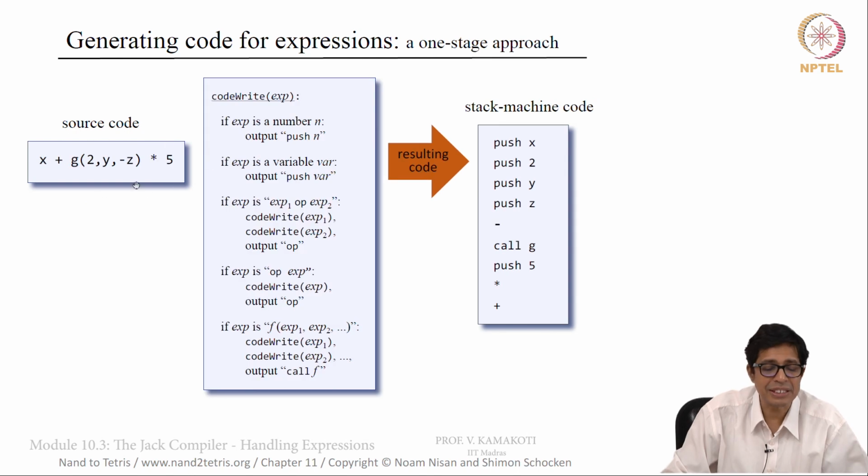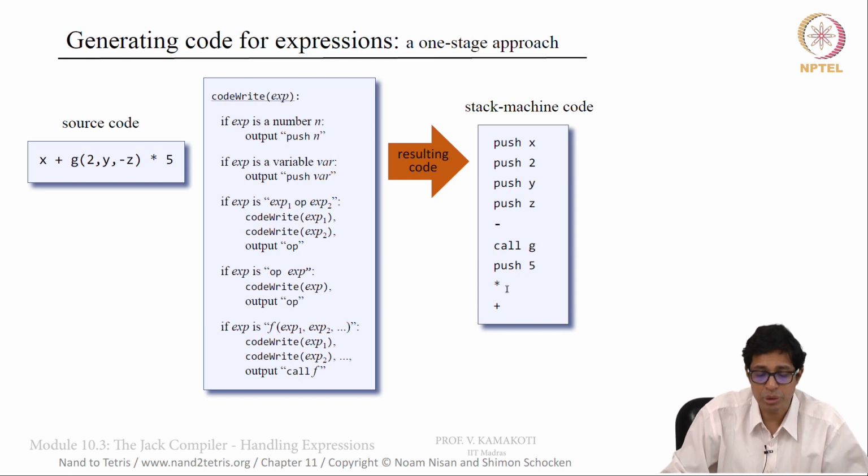Okay, if this is the C code, x plus G of 2 comma y comma minus z star 5, then this is how this will be: push x, push 2, push y, push z, negate, it will become minus z, then call G, then the answer for that will be available.